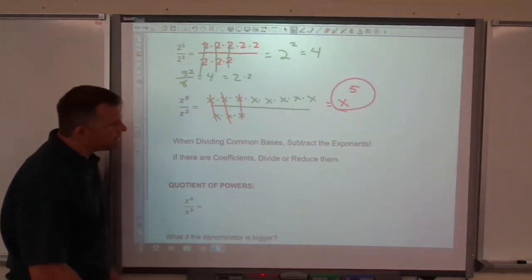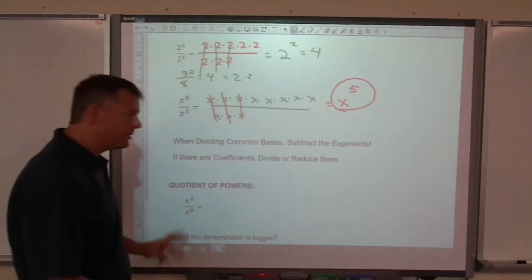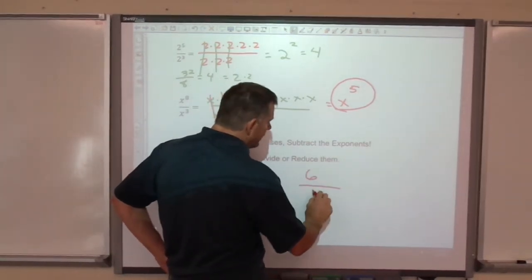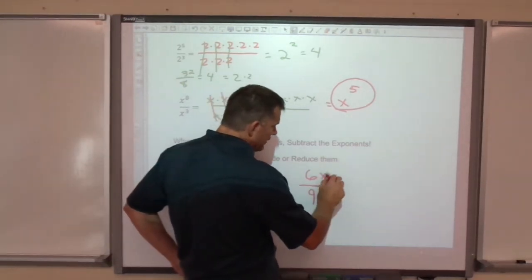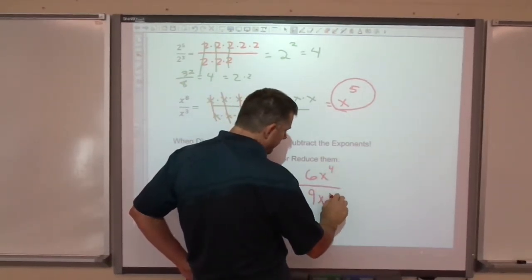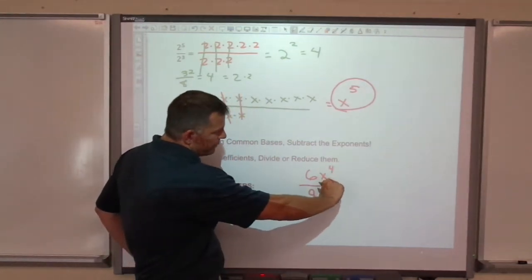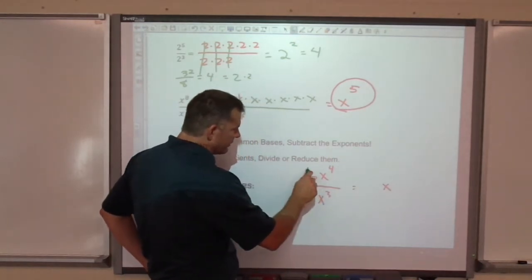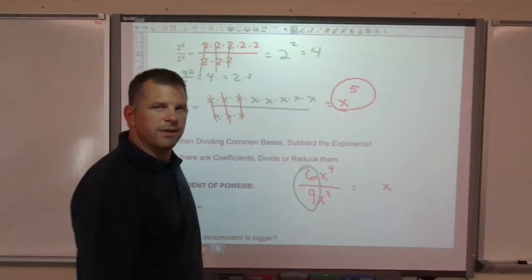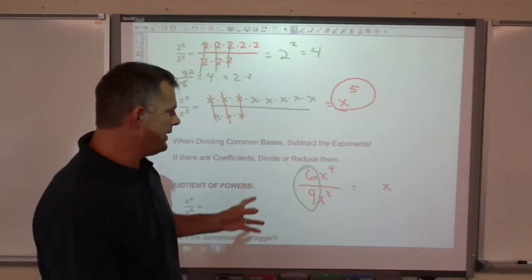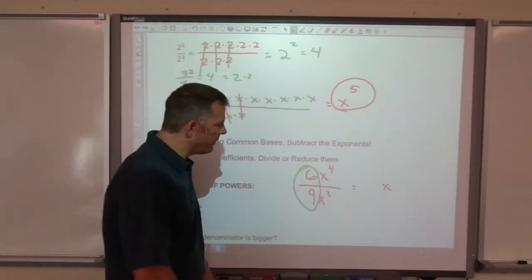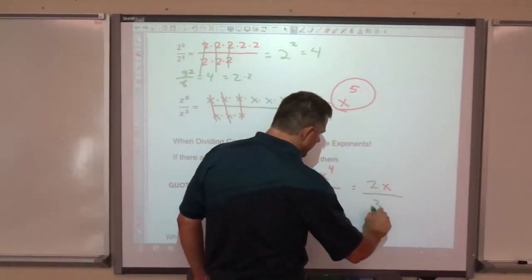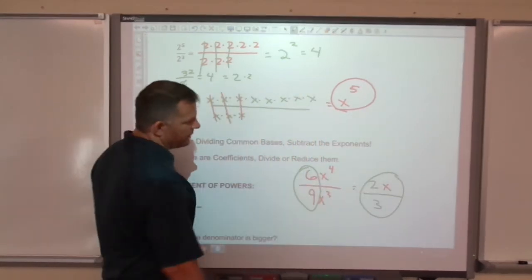If there are coefficients, divide or reduce, because sometimes there's other numbers. If we had, let's say, 6 and 9, and we had x to the 4th over x to the 3rd, well, we know the x's we would subtract and get x. And the 6 and the 9, though, those are numbers. If that was easy to divide, we would just divide, but that can be just a fraction 6/9, and we know how to reduce. Divide the same thing out of the top and the bottom. Divide by 3, divide by 3. That would give me 2 and 3. So the big numbers we can divide or reduce.